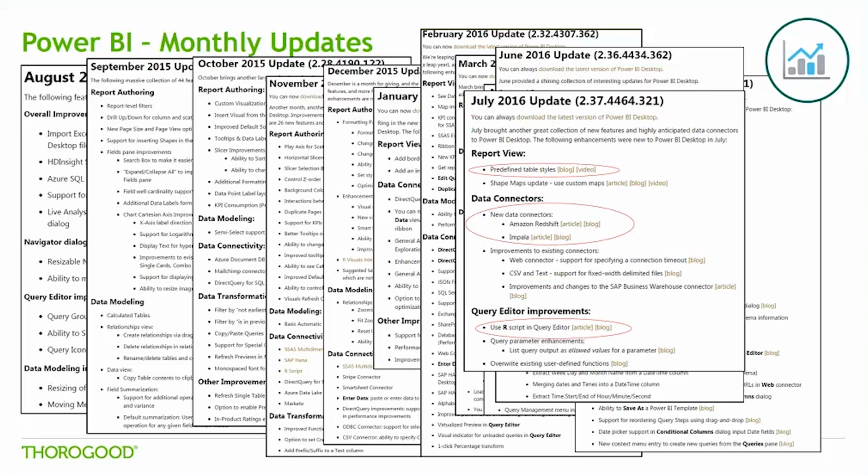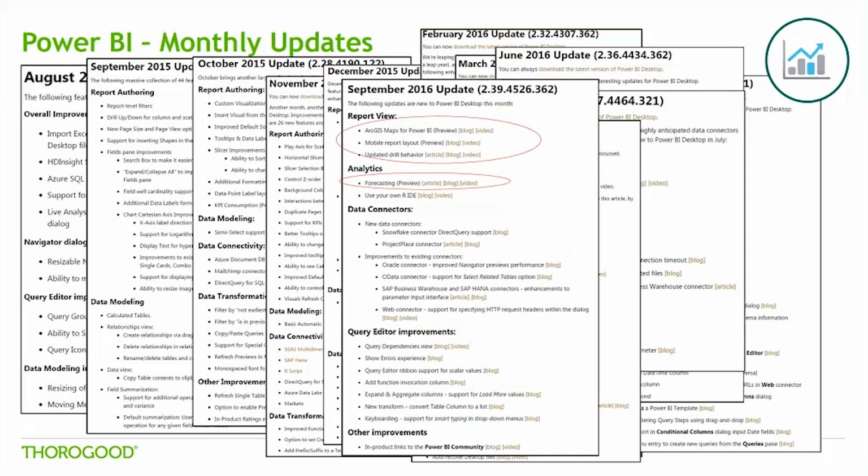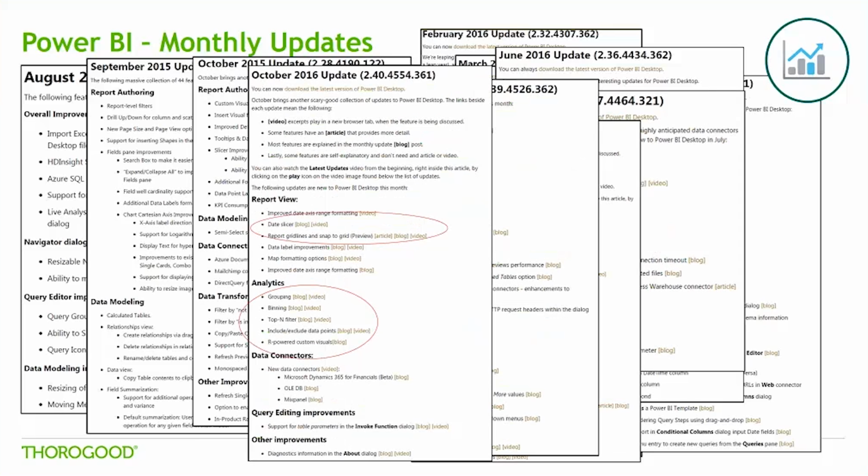By July, we had the addition of Amazon Redshift as a source. And in August, the all-new analytics pane, which signaled a shift to build more analytics capability into Power BI. September introduced forecasting functionality into the new analytics area, as well as providing the ability to define mobile-friendly report layouts. And in October, we saw loads of additions into the analytics area.